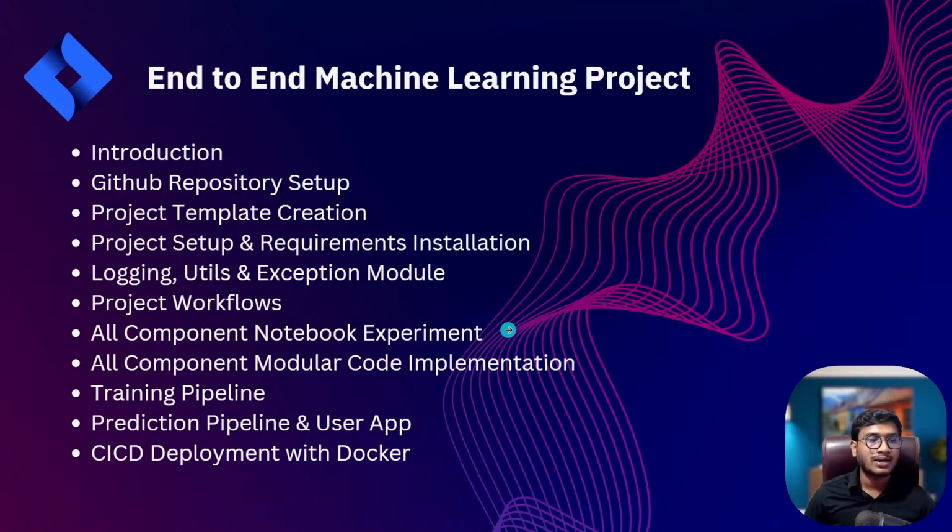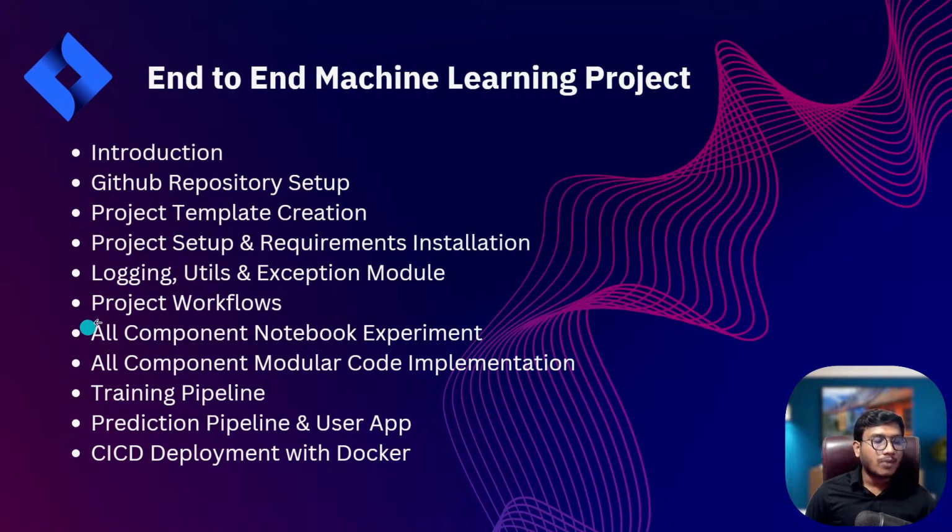First of all, we'll implement all the components as Jupyter notebook experiments. Let's say data ingestion, data validation, data transformation, model trainer, model evaluation. These are called components, and together they make up the entire training pipeline. These are the separate components we have to implement, so we'll implement them in the Jupyter notebook. Then we'll convert all the components into our modular coding implementation. I hope it is clear.